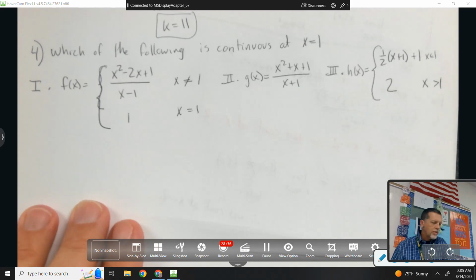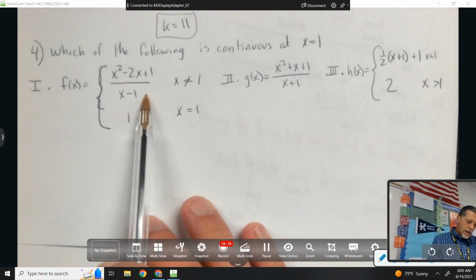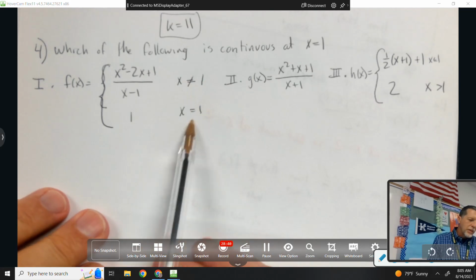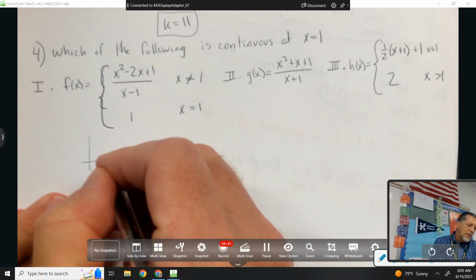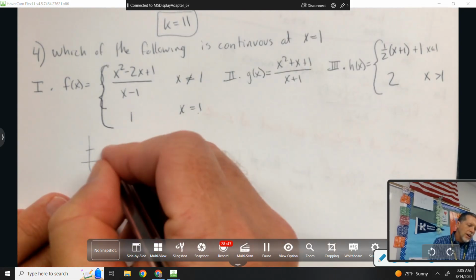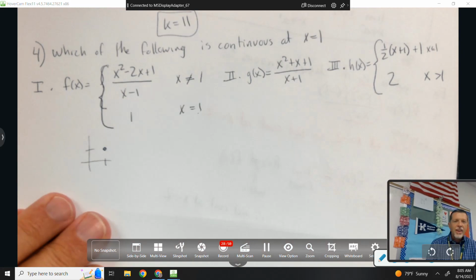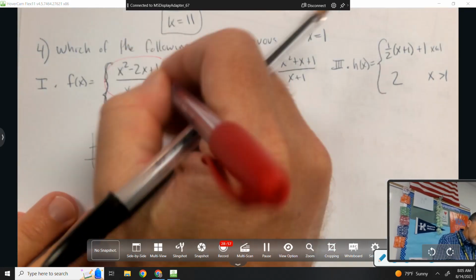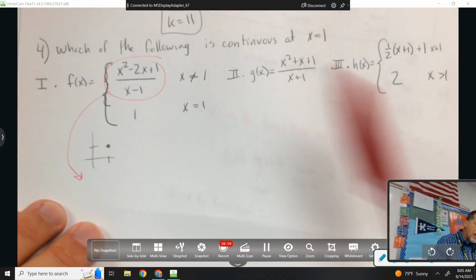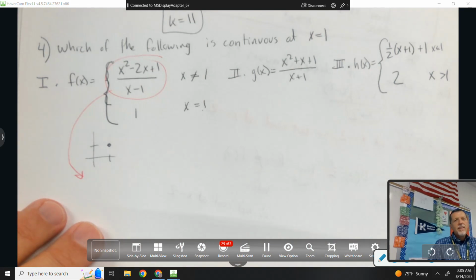Okay, continuous at x equal 1. So number 1, let's see. There's a potential problem here because there's a dot at 1, 1. I know that when x is 1, y is 1, but the rest of that thing, I don't know what's going on there. So, what do you think we could do with this thing? Any thoughts?